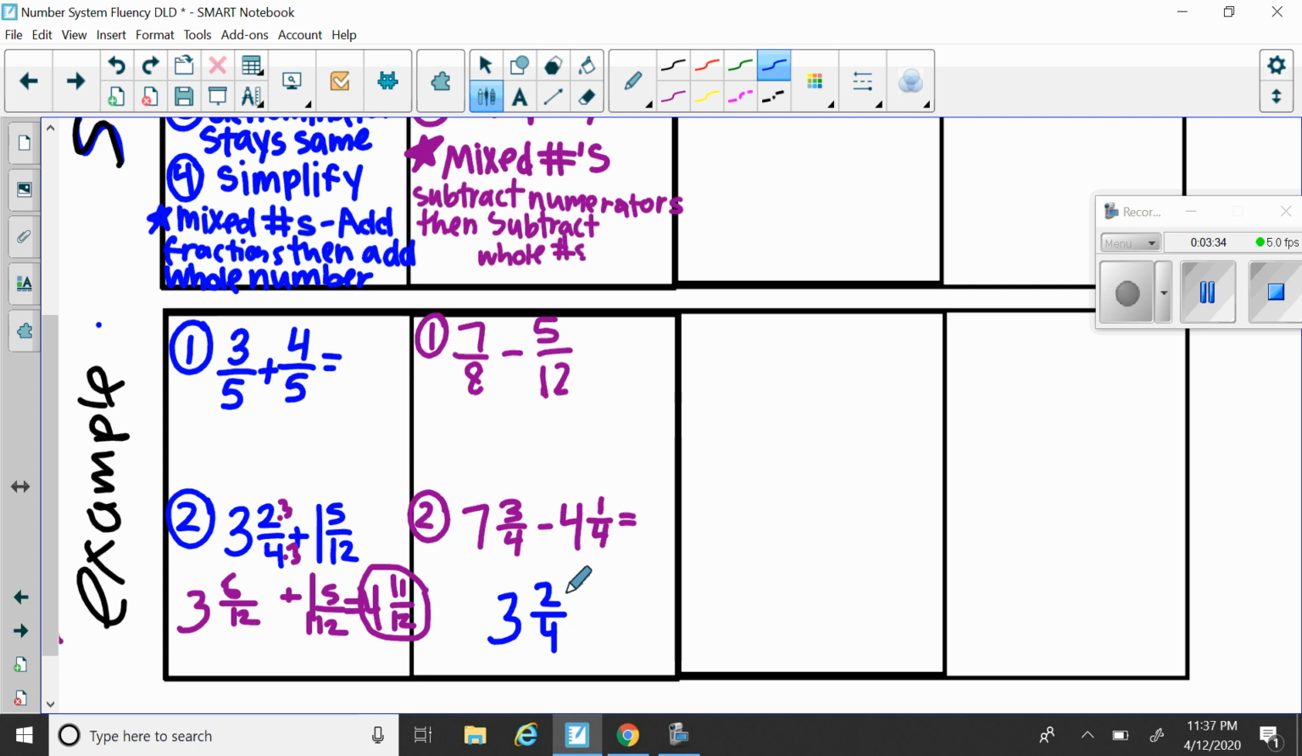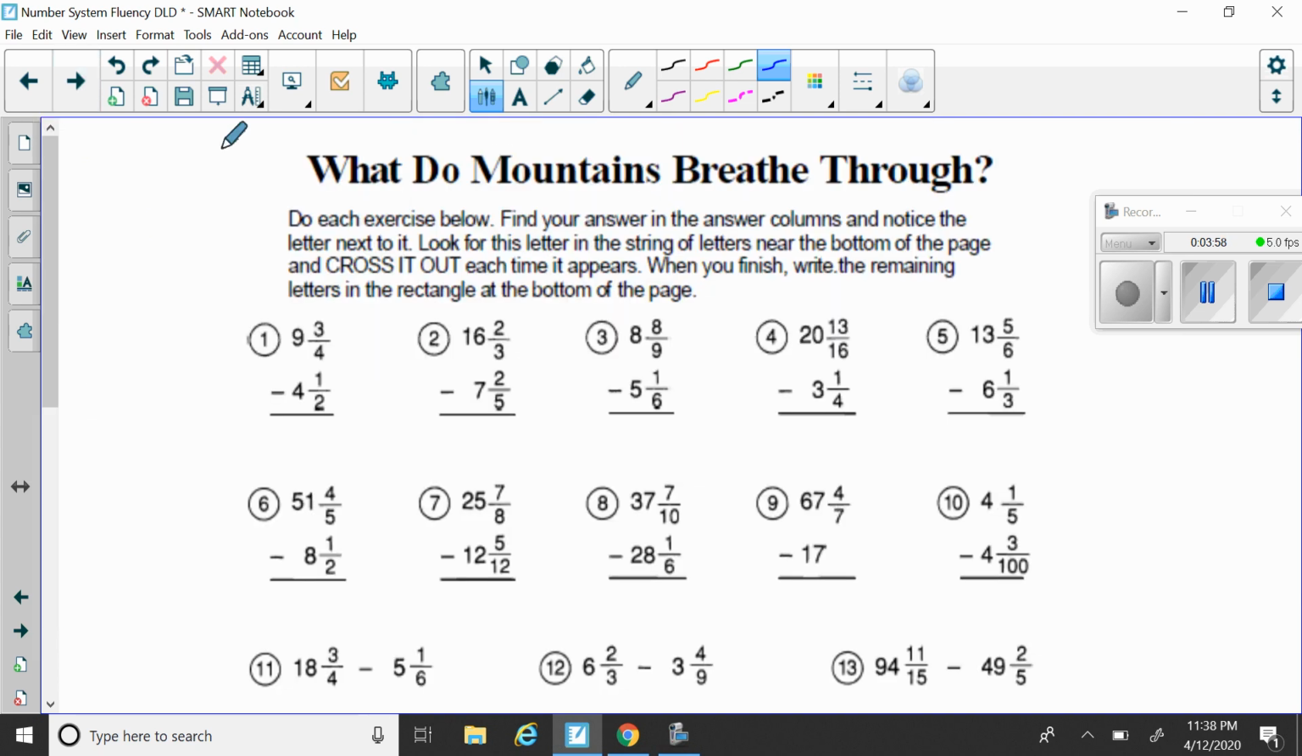Well, this fraction can be simplified, and we know that 2/4, 2 goes into both of those, so we would actually have 3, and 2 divided by 2 is 1. 4 divided by 2 is 2. So we have 3 1/2 for our answer here. Okay? So those are 2 pretty simple examples. We're going to go and do a couple more examples.